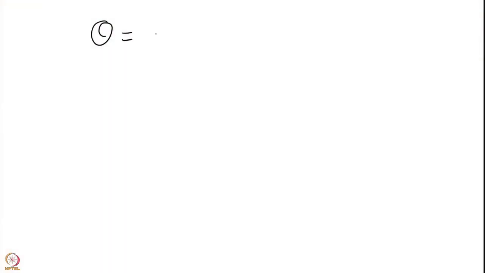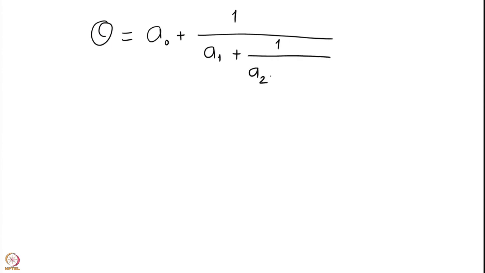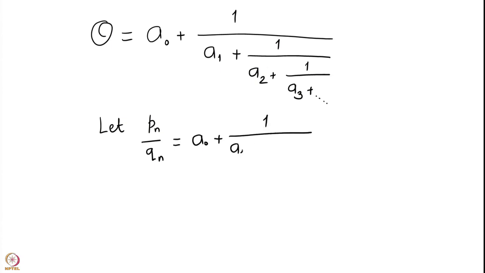We have written every theta as a0 plus 1 by a1 plus 1 by a2 plus 1 by a3 and so on. This is the continued fraction expansion for our real number theta. If you cut it at any finite stage, we call it the convergent. So, I cut it at the nth stage.